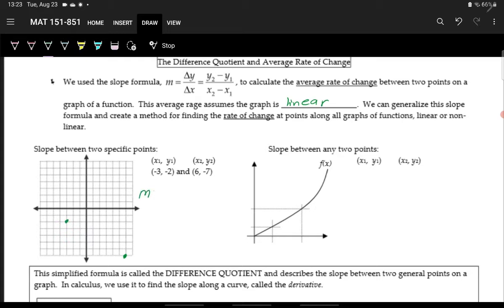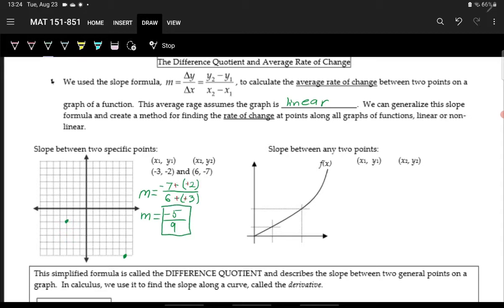So we have m is equal to, let's label this, we already have x1, y1, x2, y2. So -7 minus y1, which is -2, divided by 6 minus -3. So remember, when we're doing subtraction on a negative number, that becomes addition. So we're really doing plus. So now let's write out what this is. So we have m is equal to -5 over 6 plus 3 is 9. So this right here is the slope, -5 over 9.